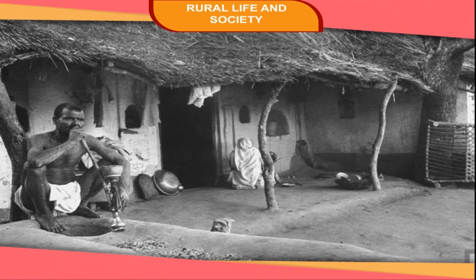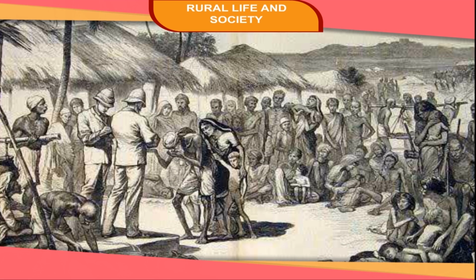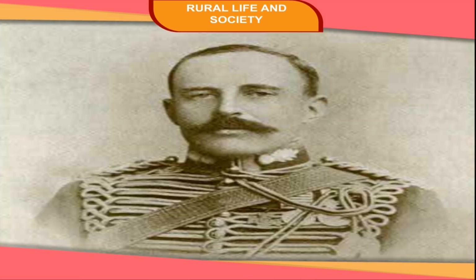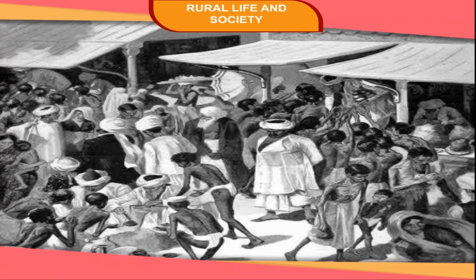Ryotwari System. As the disadvantages of permanent settlement became apparent, other systems were tried out in different parts of the country. The Ryotwari system was introduced in Carnatic and Mysore at the instance of Thomas Munro and Captain Reed. Later on, it was also implemented in Bombay and Madras presidencies.